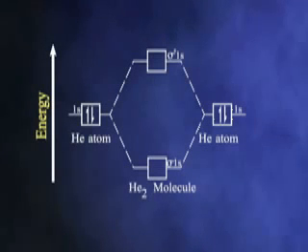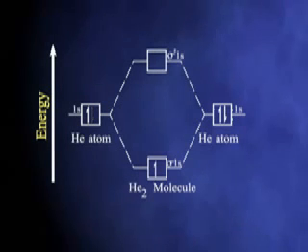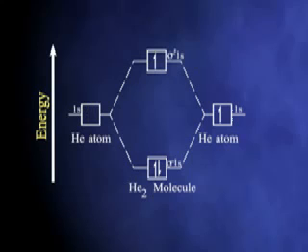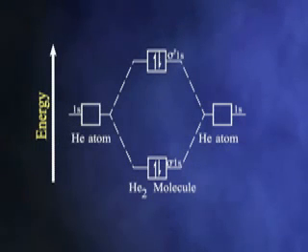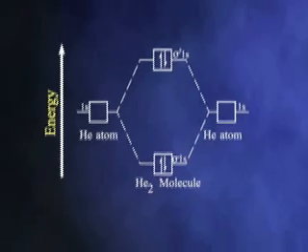Imagine describing a diatomic helium molecule using molecular orbital theory. Diatomic helium would have a total of 4 electrons. The first 2 would occupy the sigma 1s bonding molecular orbital. The third and fourth electrons would occupy the sigma star 1s anti-bonding molecular orbital, which is the lowest energy molecular orbital available.